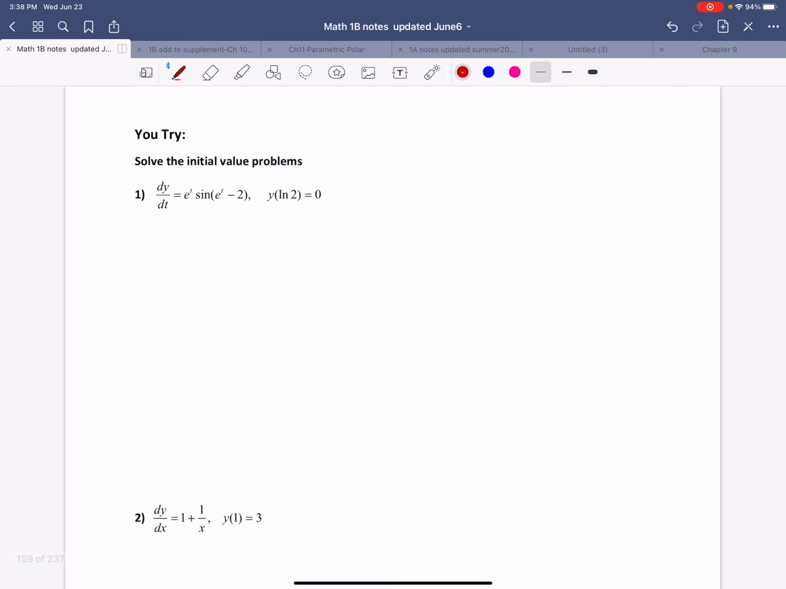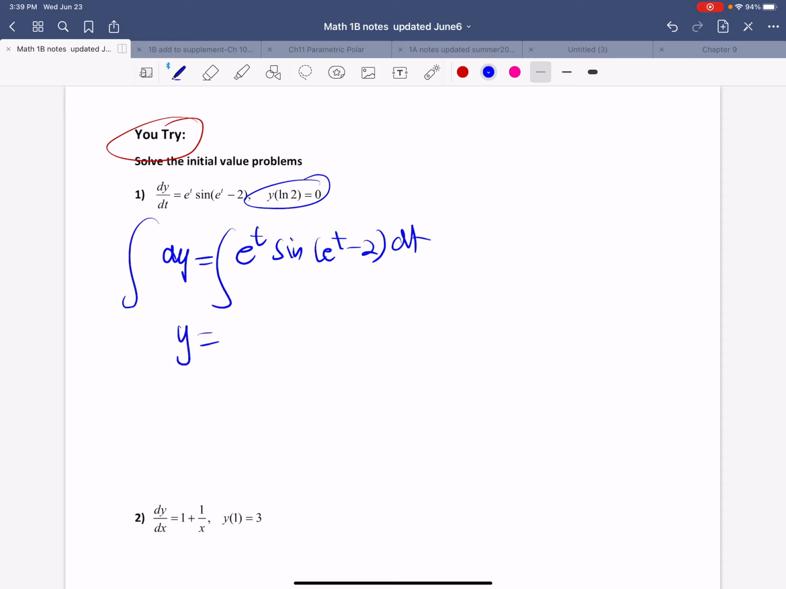dy/dt is e to the power t times sine of e to the power t minus 2. These are your try me problems. Pause for 5 minutes, try these problems, and come back and check. We are going to isolate the variable. dy would be equal to e to the power t sine of e to the power t minus 2 dt. And we're given the initial condition. Let's go ahead and integrate both sides. The right hand side: e to the power t sine of e to the power t minus 2 dt.